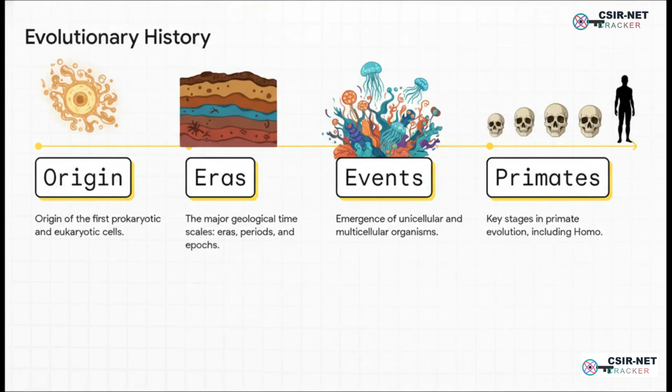Looking at a timeline like this from Unit 11 really helps make these huge ideas feel real. I mean, we're talking about the origin of the very first cells, the major geological eras of the planet, the explosion of multicellular life, and the specific evolutionary steps that led right to us. It puts everything in this incredibly deep historical context.